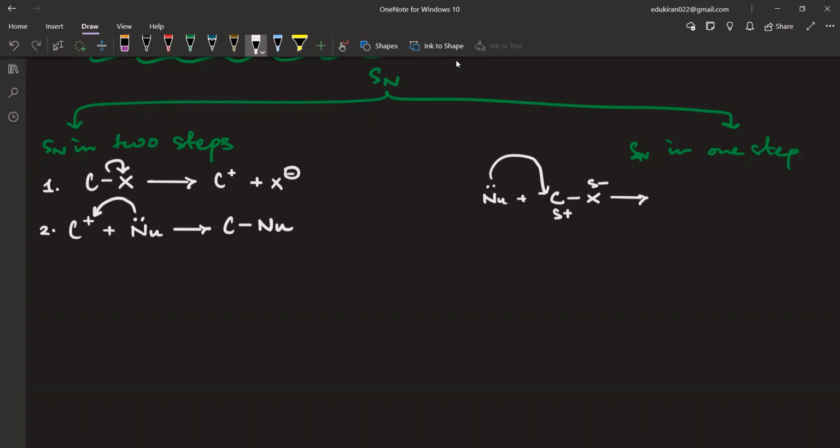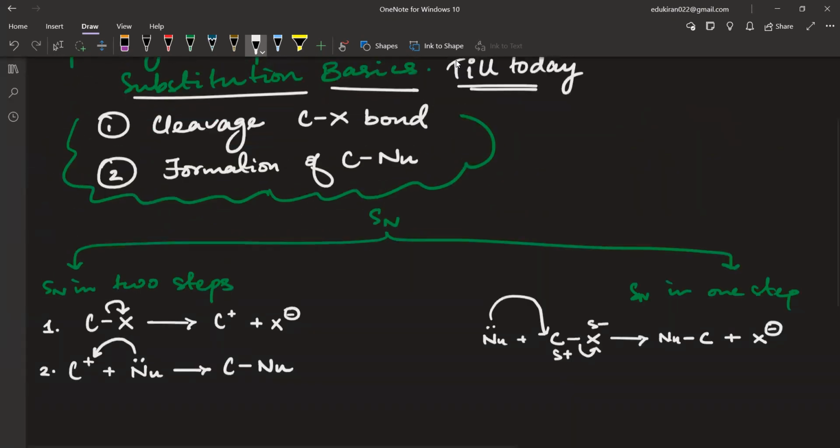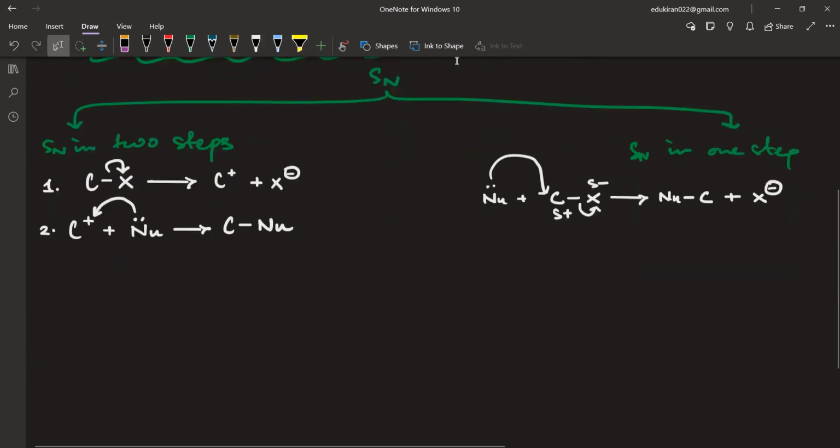As soon as the nucleophile attacks this carbon atom, what will happen? The electron density will shift towards X and X will leave as a leaving group. So you will get a bond something like this, nucleophile-carbon plus X negative. So there are 2 ways in which SN can happen. Logically speaking, there can be a reaction in which the 2 steps happen individually, and a reaction in which they happen simultaneously.